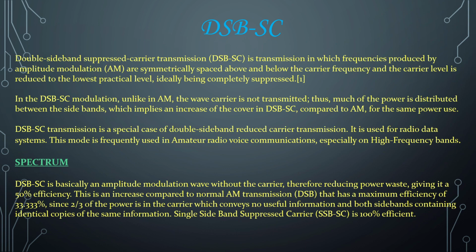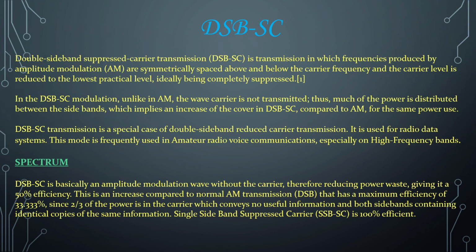Now we come to the DSB-SC, or double sideband suppressed carrier transmission, in the single sideband transmission. Double sideband suppressed carrier transmission is a transmission in which frequencies produced by amplitude modulation are symmetrically spaced above and below the carrier frequency, and the carrier level is reduced to the lowest practical level, ideally being completely suppressed.